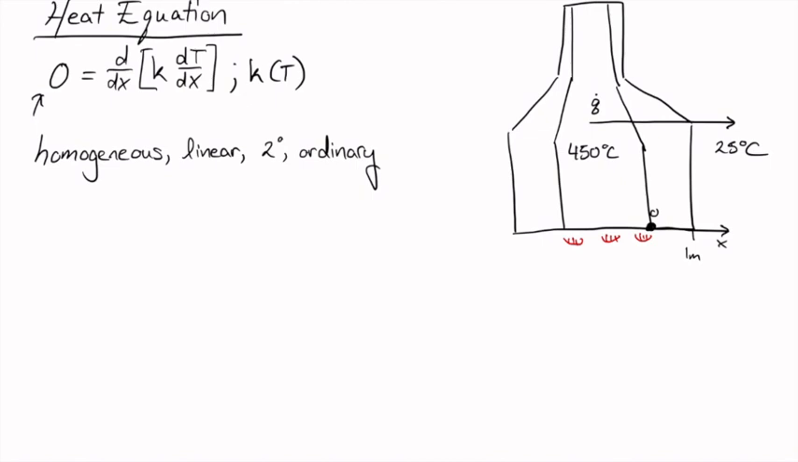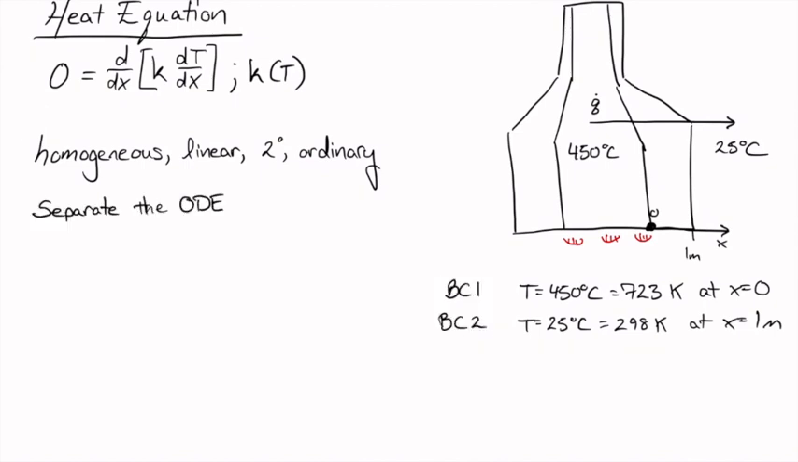So we have then two boundary conditions that are both Dirichlet boundary conditions, and that means that the value of the function has a specific value at a given value of the independent variable. And that's basically saying that the temperature equals 450 degrees or 723 Kelvin at x equals 0. And we'll write the same for our second boundary condition, and that's at x equals 1 meter.